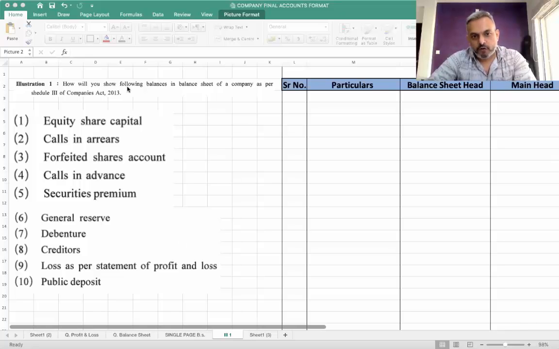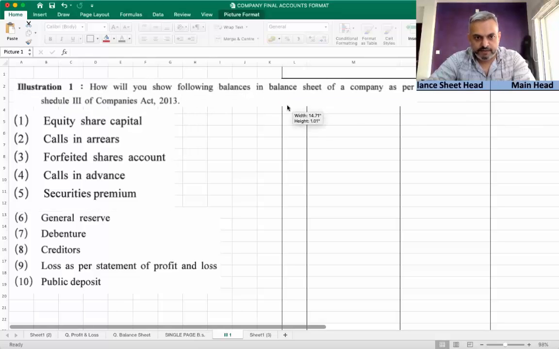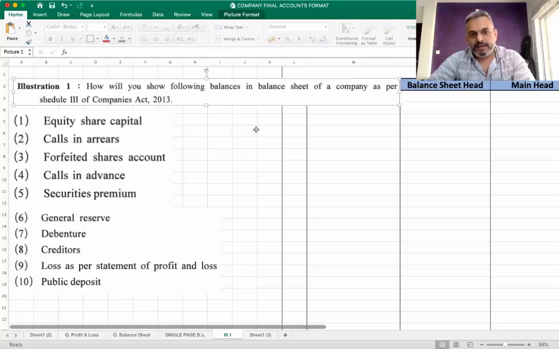How will you show the following balances in the balance sheet of a company? Okay, just let me increase the size. Balance sheet of a company as per Schedule 3 of the Companies Act. So here we have to show various balances in the balance sheet of the company as per Schedule 3.